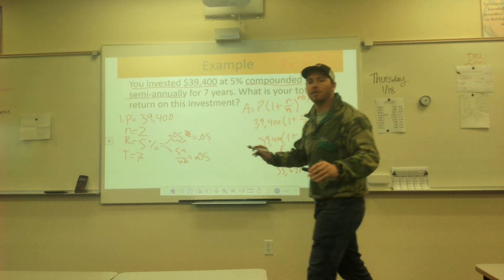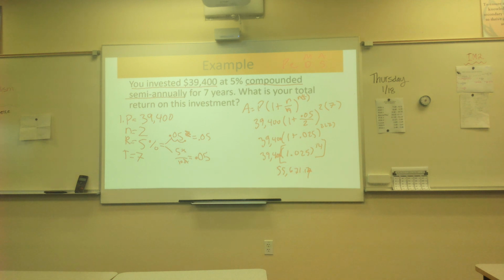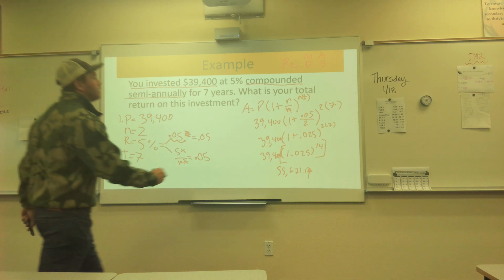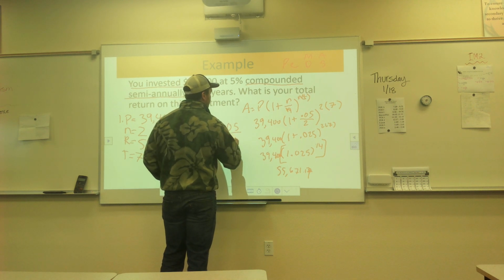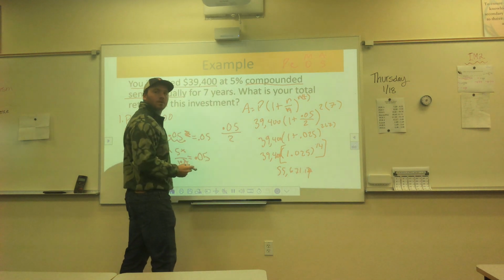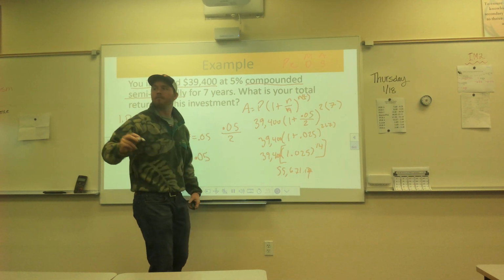So that should be how we did number 1. Do we have any questions on how I set that up? Yeah. Could you get 0.025? 0.025. So if we put this straight into our calculator, 0.05 divided by 2. Does that make sense now?